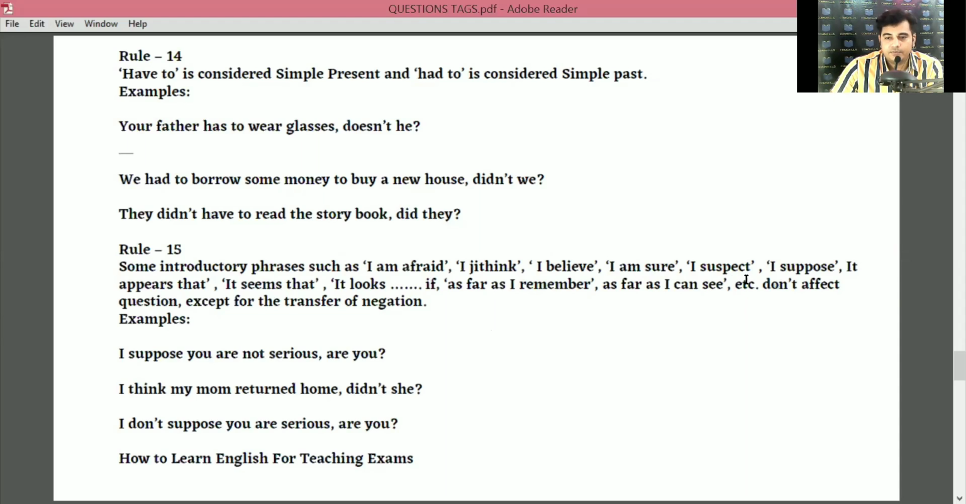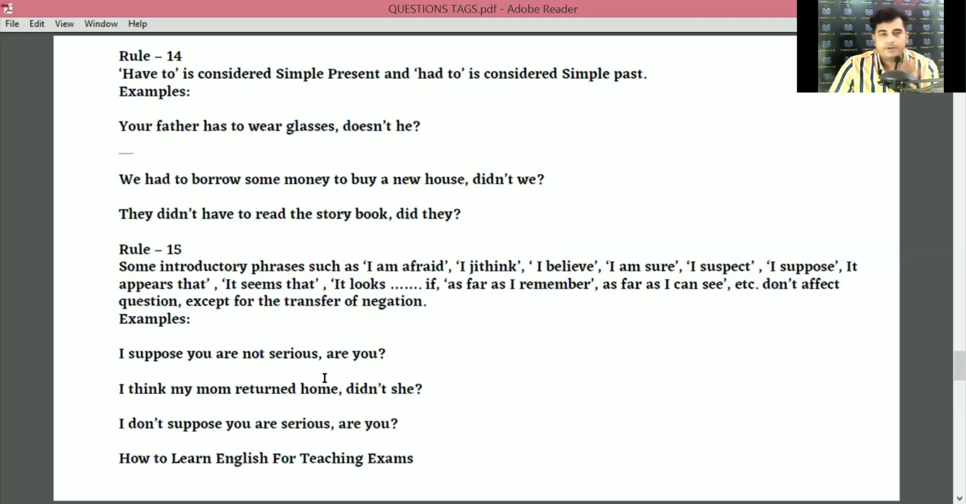These phrases, you can say transitional phrases, don't affect the question tag except for the transfer of negation. I suppose you are not serious. Okay, if you see all these things, it will not affect your question tag. I suppose you are not serious. Are you? I think my mom returned home, didn't she? I don't suppose you are serious. Are you? I don't suppose you are serious. Are you?